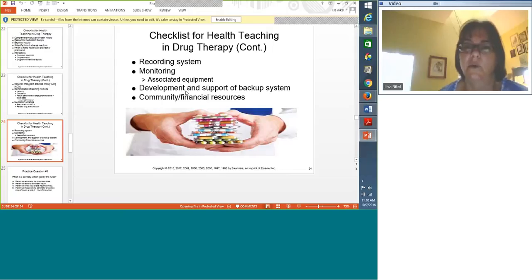Development of support and backup system. Is there anyone else with the client that we can teach the material so the client has a backup? And then be aware of community and financial resources.